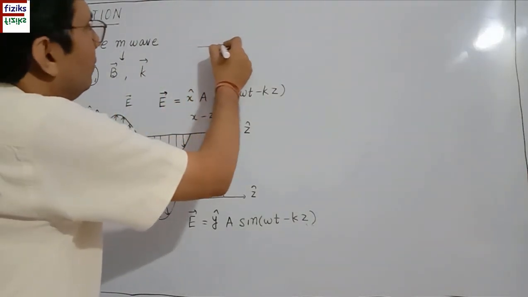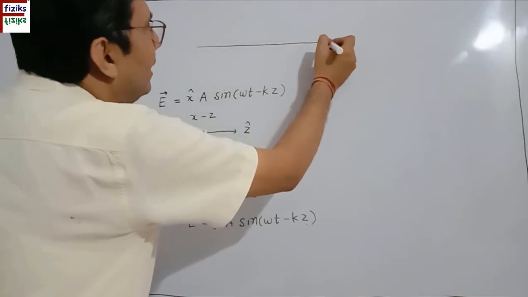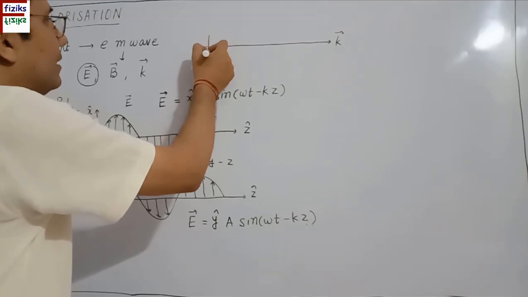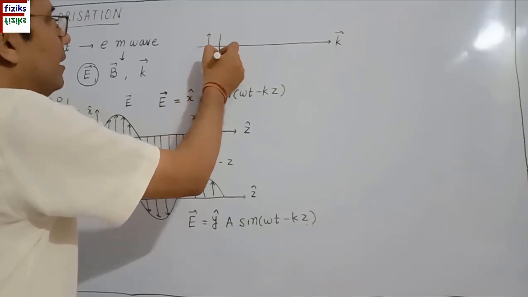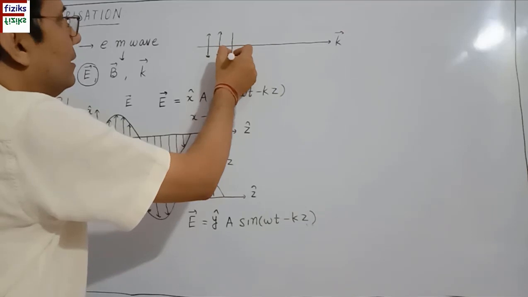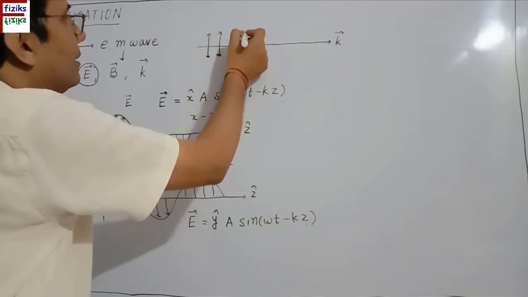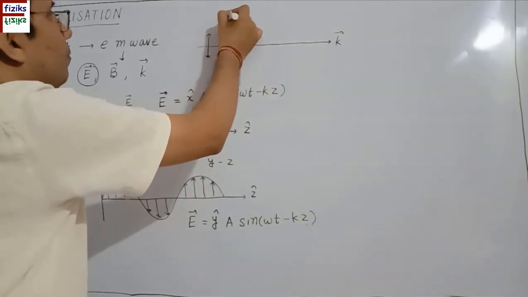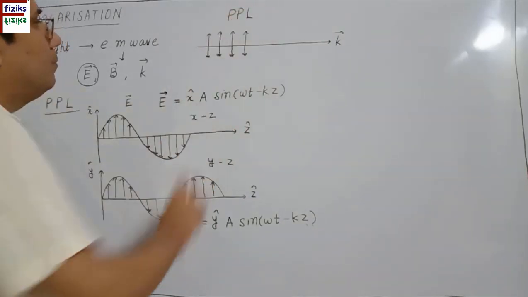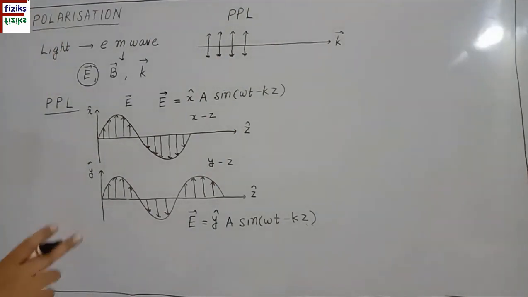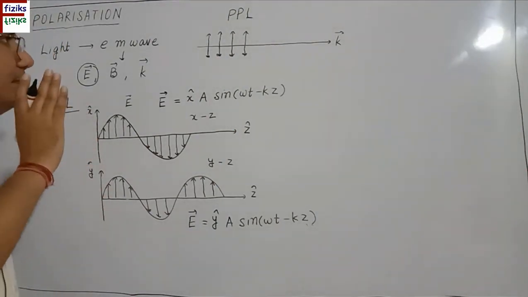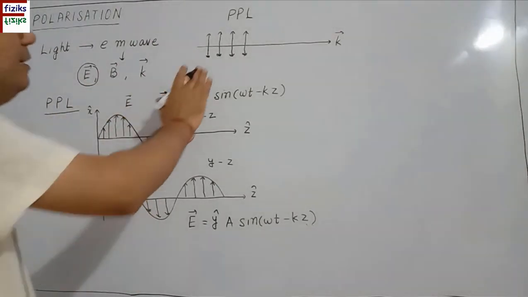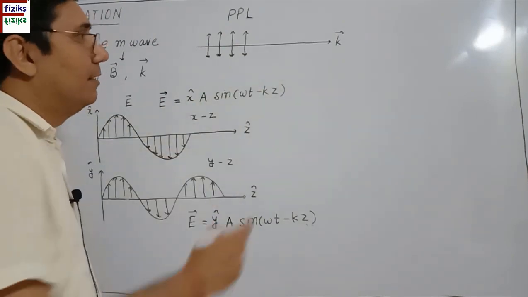Basically first we will draw a line which will represent the k vector. This is k vector, and electric vectors are perpendicular to this, so they will be shown by these arrows. Here these electric vectors are confined in the plane of this board. So this is the representation of plane polarized light. I hope now you can understand that plane polarized light is that light in which electric vectors are confined in a plane, and this plane consists of this k vector.